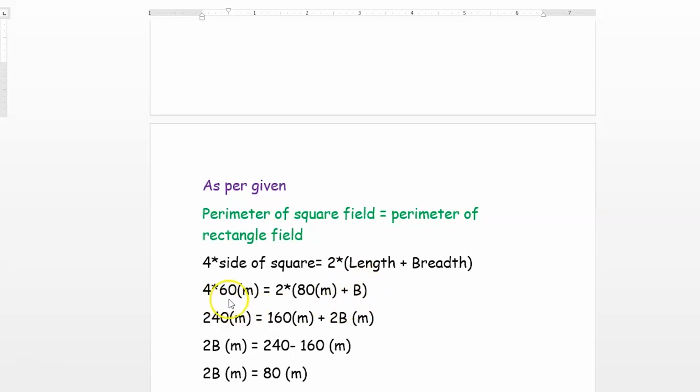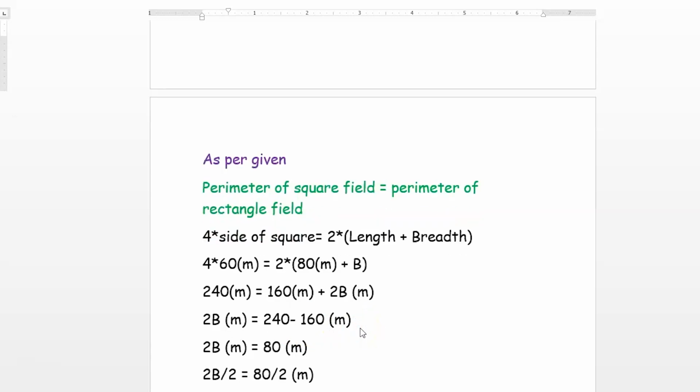The next step we are multiplying. So 4 into 60 meter is 240 meter. And then we are distributing this 2. So 2 into 80 meter is 160 meter plus 2 into B. We don't know the B, so we are writing it as 2B. The unit is meters. Now we are keeping 2B on one side and we are bringing this 160 meter to the other side of the equation.